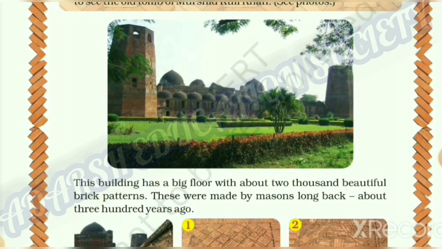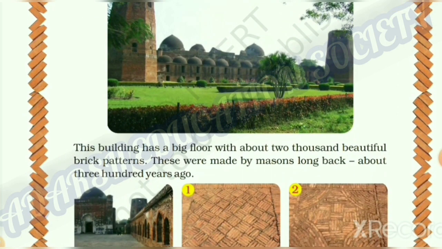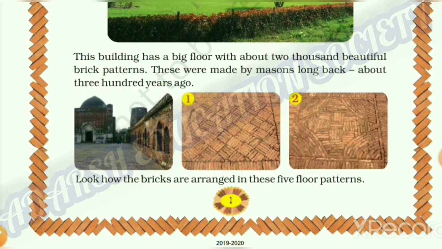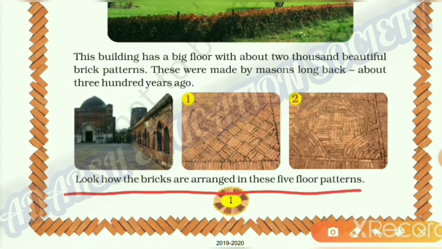It means this building has large floor with 2000 design. This was longer work made by masons. It was built over a very long period of time, about 300 years ago, right? They give us this information here. Now next, look how the bricks are arranged in this 5-floor pattern.